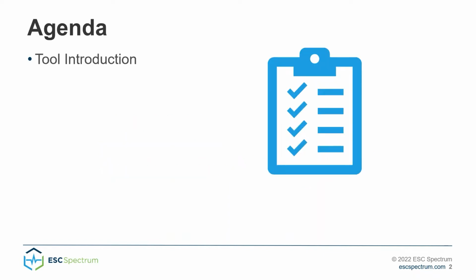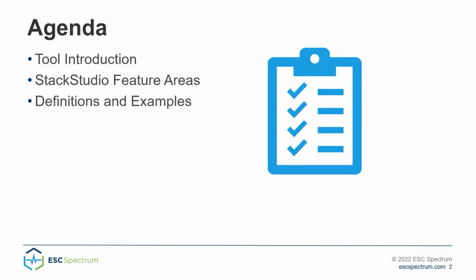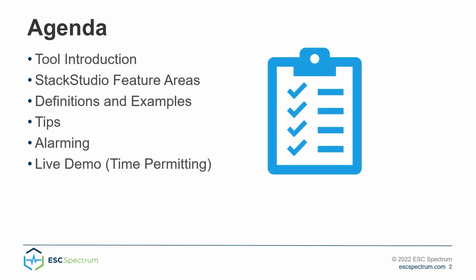With the Flatline tool, I'm going to do a bit of an introduction on what exactly this tool is, what the StackStudio feature areas are that affect this tool and how to configure it, the definitions and some examples of what those configuration areas are, a few tips on how to get the best results out of this tool, then going over alarming, and if we have time at that point, I'll go over a bit of a live demo I have set up on a test system.